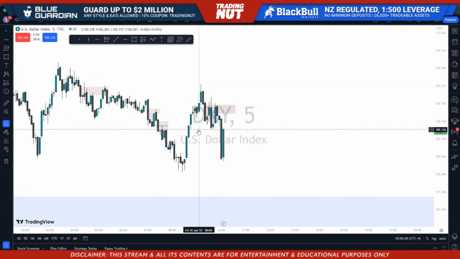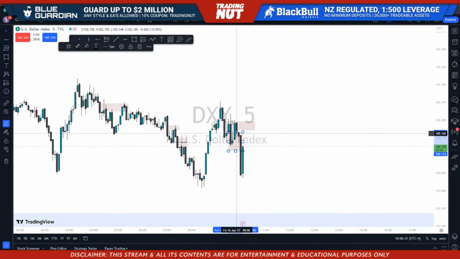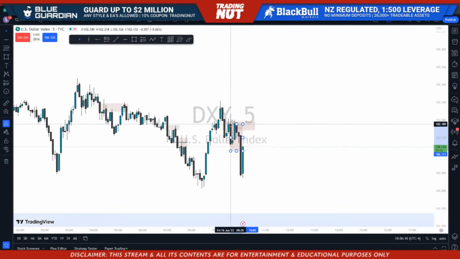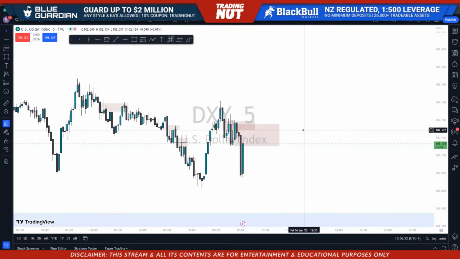We have this again mitigation block right here. My apologies, I think my mouse is a bit wonky right now. This mitigation block right here.